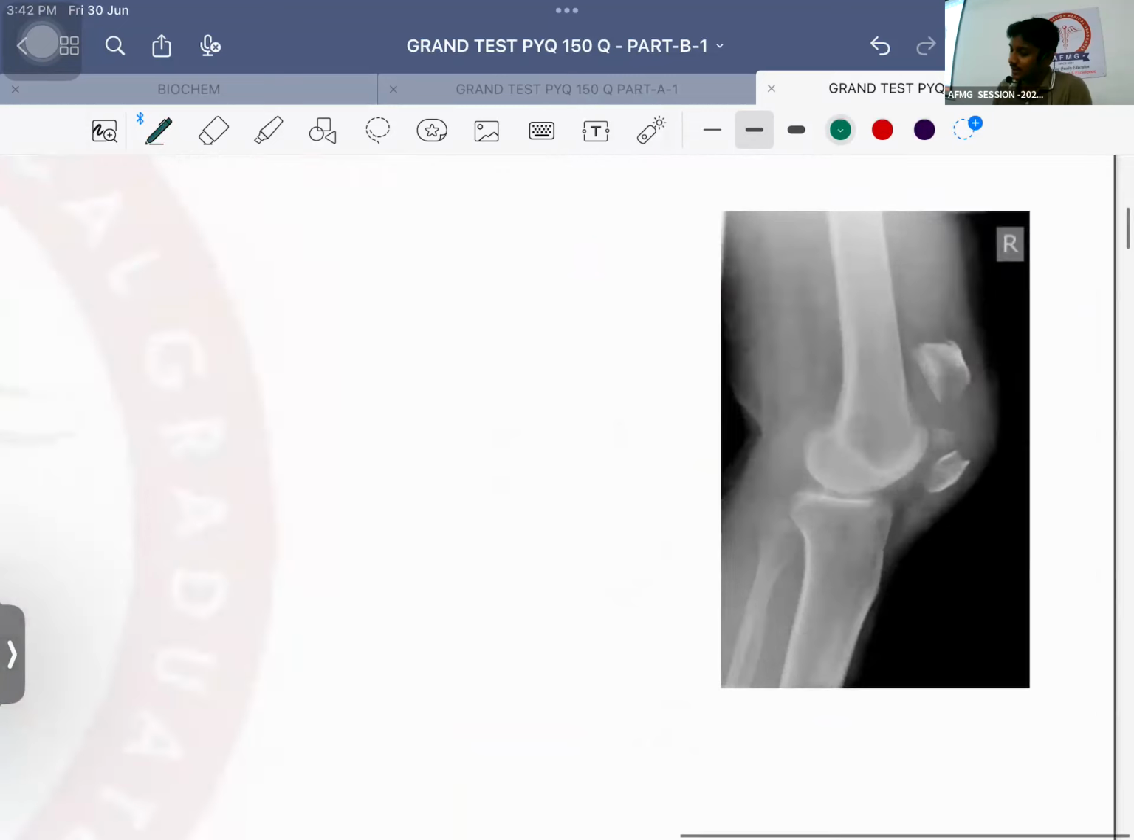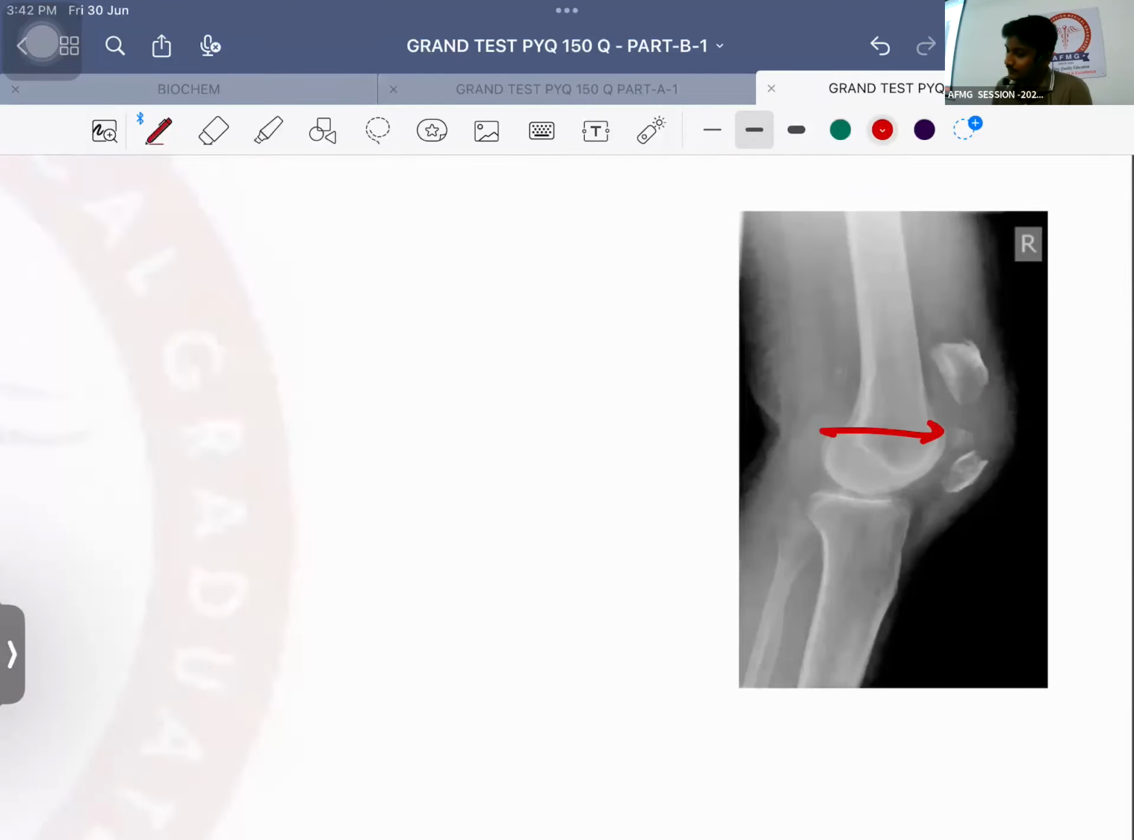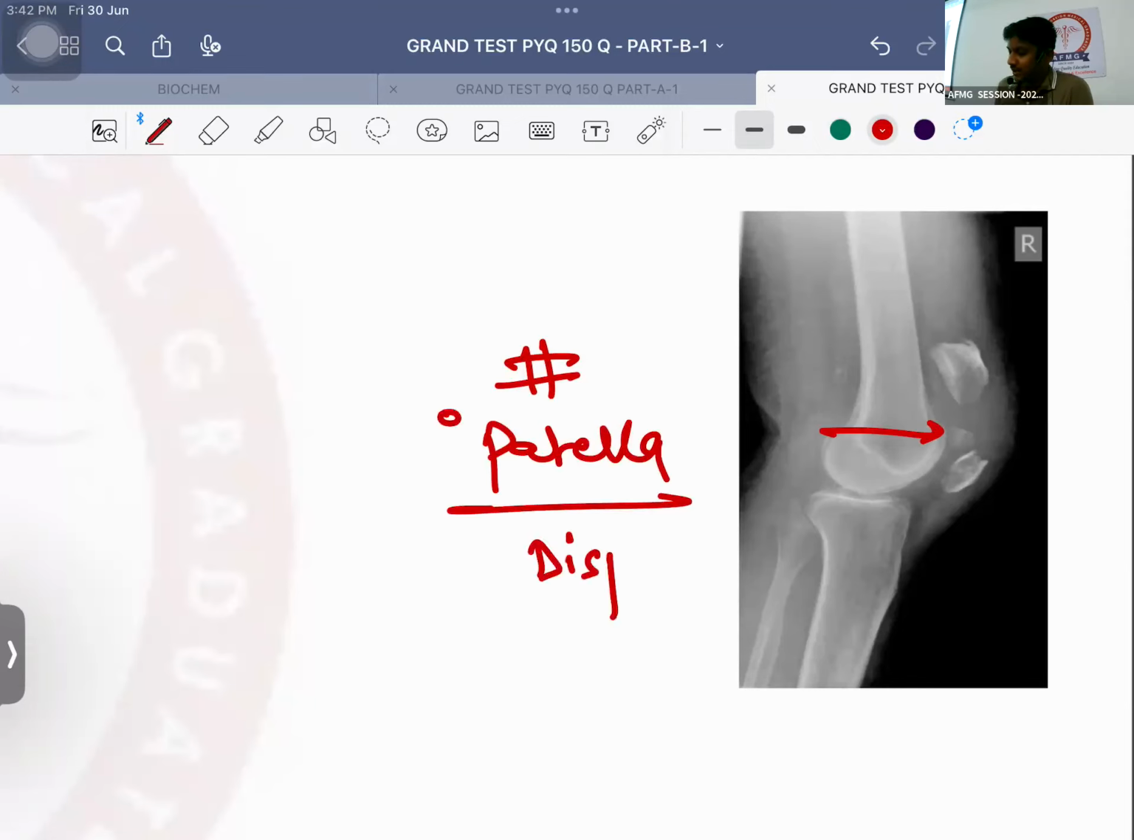So, what does this X-ray suggest to you in the knee? It is the suggestion of fracture of patella. Displaced or undisplaced fracture? Displaced, rather comminuted fracture of patella. Comminuted means the patella is broken into pieces. Okay? So it is a displaced comminuted fracture of patella.